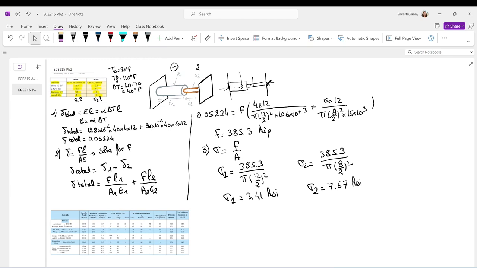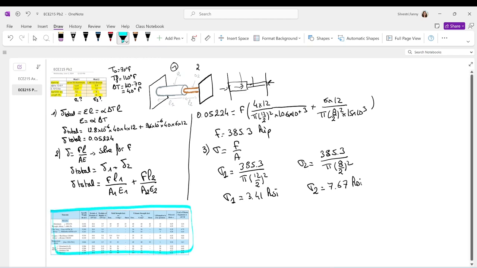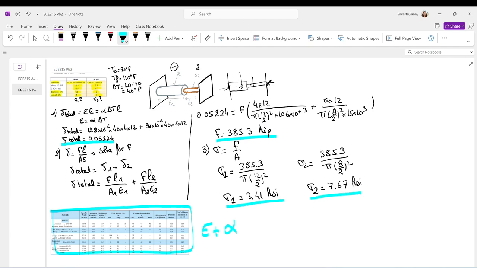So just to summarize, what we did is we found the information in our table for E and alpha, the coefficient of thermal expansion. We found the delta total as if there were no walls and it could expand, so how much it would expand if it could, using the formula alpha times delta T times L. We solve for the force using the formula for the delta, but this time using delta equals F times L divided by the area times the Young modulus. So we solve for the force. And last step, we solve for the normal stress in rod number 1 and rod number 2.